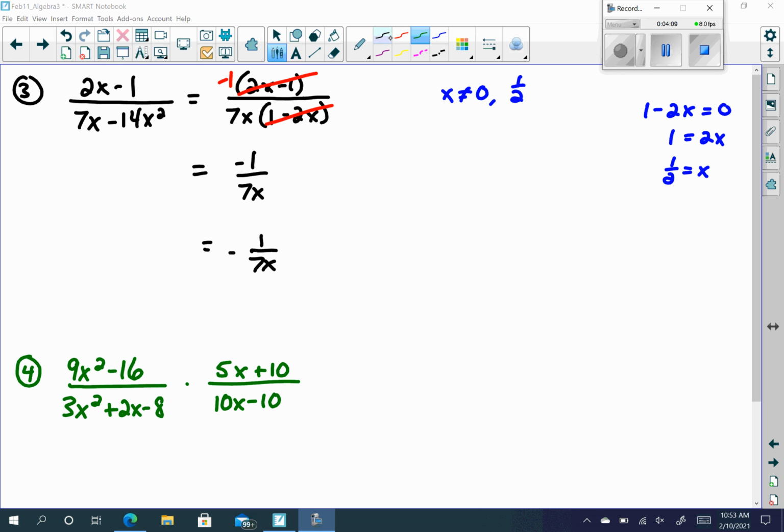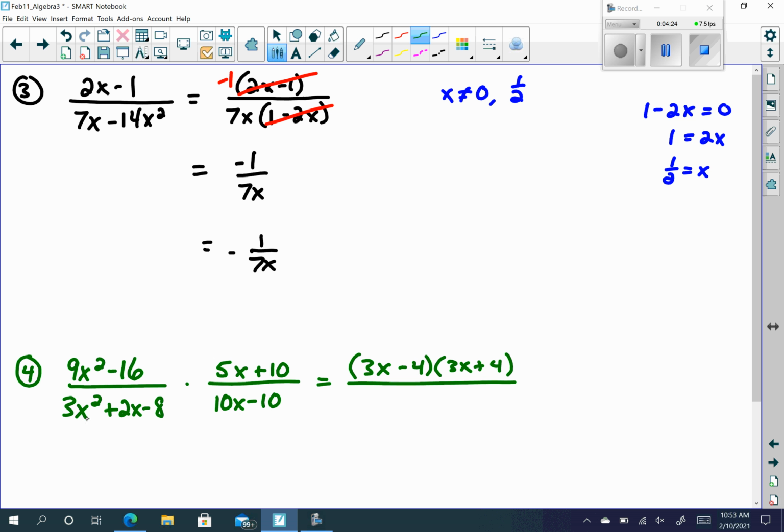All right, so for number 4, we're multiplying. We still follow the same process here. We want to factor and just cross out. So in my first numerator, that's a difference of squares. That's going to factor into a 3x minus 4 and then a 3x plus 4.